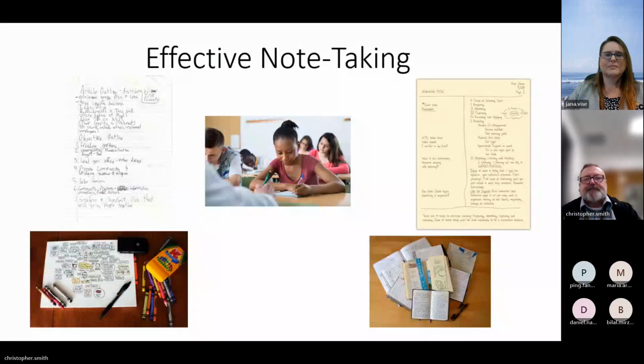I am the full-time English faculty tutor, and we are going to be talking about effective note-taking. Are you seeing the effective note-taking? Good, yes. Good, excellent.